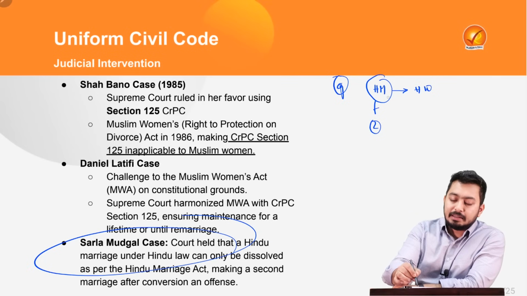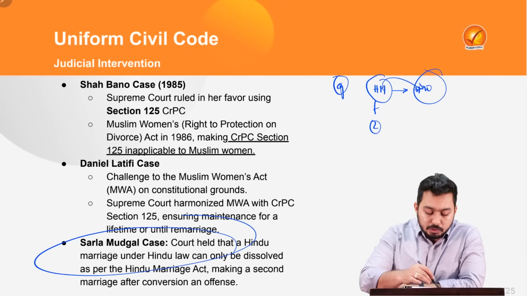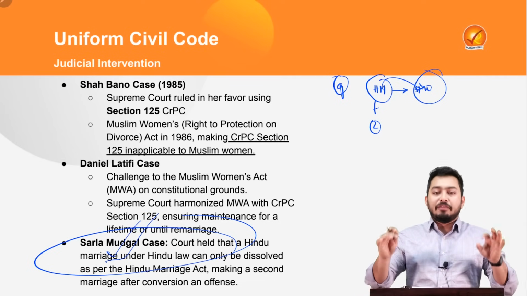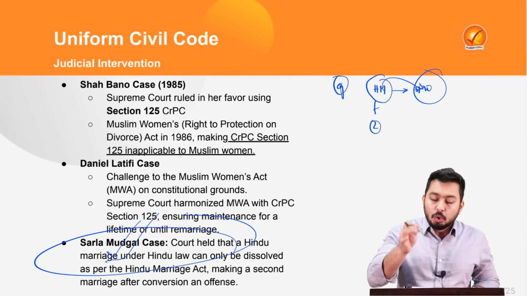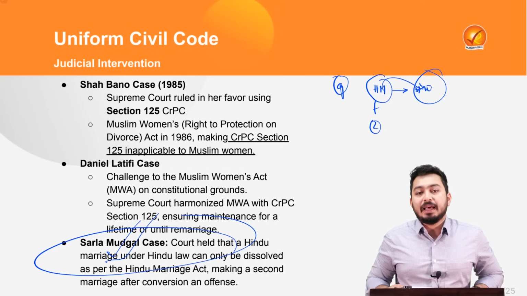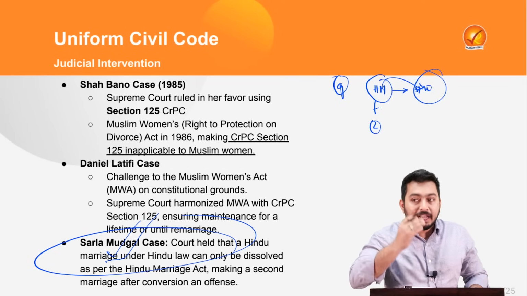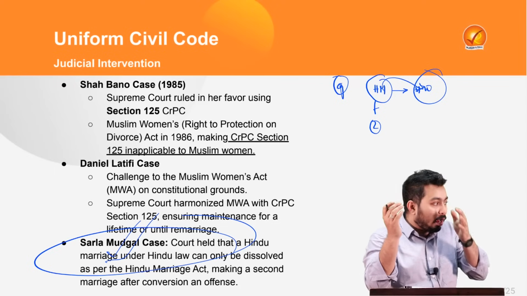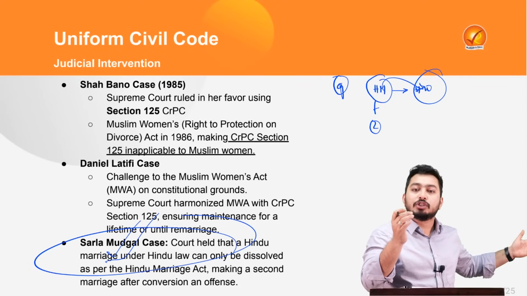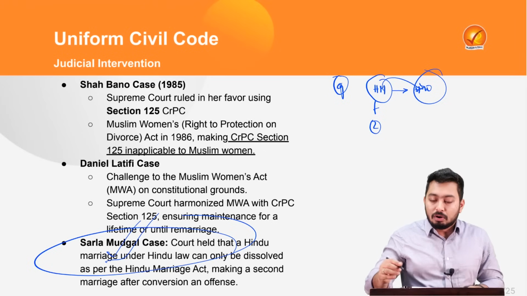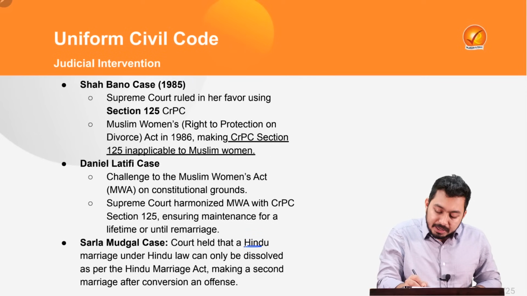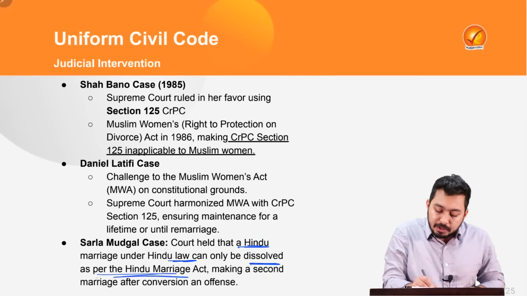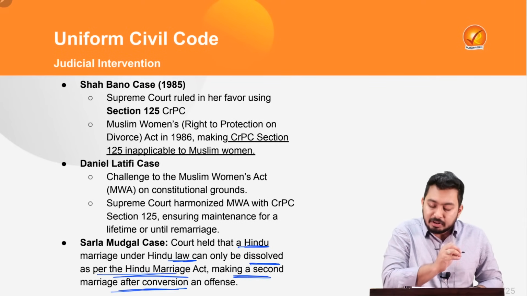Now that violates the right of this Hindu woman. This was held in the Sarla Mudgal case. That means if you have solemnized a marriage under the Hindu Marriage Act, please abide by the duties of a Hindu marriage. You cannot convert to another religion just for remarriage or just for polygamy, and by converting yourself into a different religion, you are not absolving or dissolving your marriage. You have to take on the responsibilities. That means you are not allowed to leave your responsibilities by just going for conversion. So the court held that a Hindu marriage under Hindu law can only be dissolved as per the Hindu Marriage Act, making a second marriage after conversion an offense.